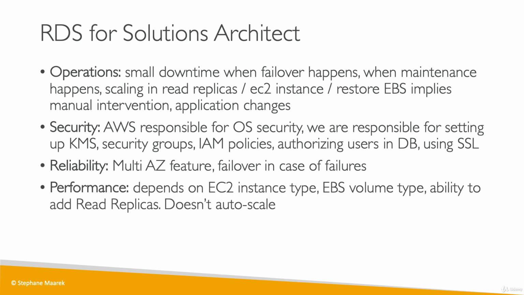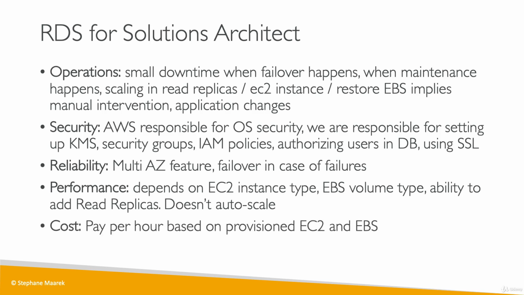Performance will depend basically on the EC2 instance type you provisioned for your RDS instance, as well as the EBS volume type. So do you want to use GP2 or IO1? And then if you want to scale performance and reads, you need to add read replicas. And RDS in that case doesn't auto-scale. So it's not something that's super cloud native. It's still something we have to provision and scale manually and basically adapt based on our workload. In terms of cost, it is very simple. You're going to pay per the hour based on the provisioned EC2 instance type and the EBS volume.